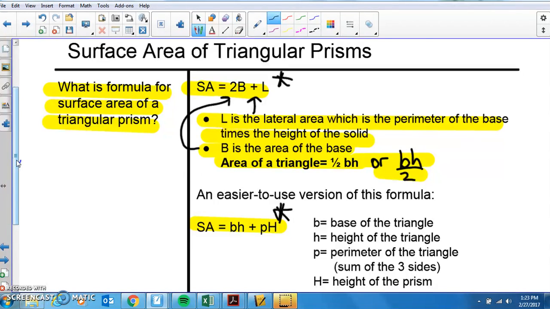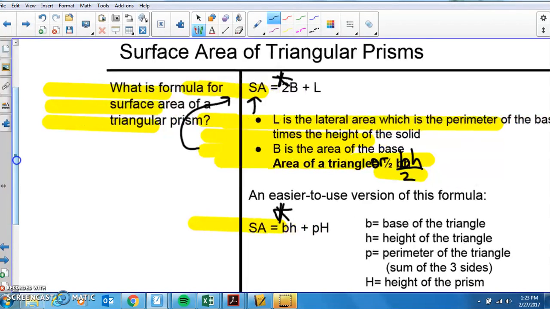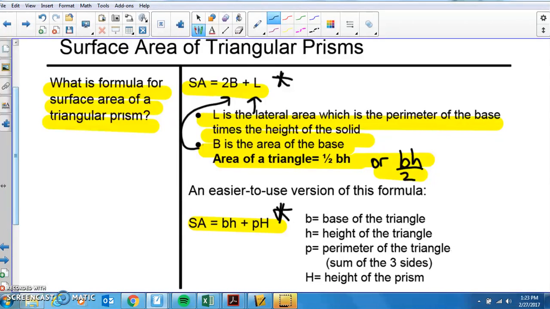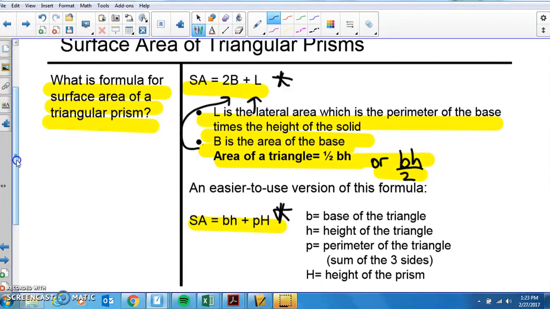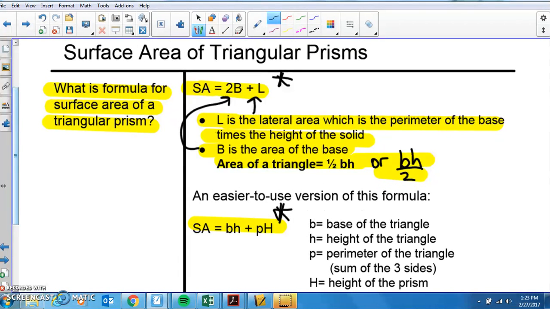If you use the second one, we already know the lowercase b represents the base of the triangle. Let me get this going a little bit better. We know that b represents the base of the triangle. h represents the height of the triangle. The uppercase P represents the perimeter of the triangle, which is the sum of the 3 sides, times the height of the prism. Okay? So, you have 2 different formulas that you can use.